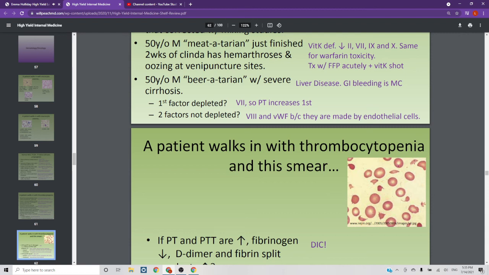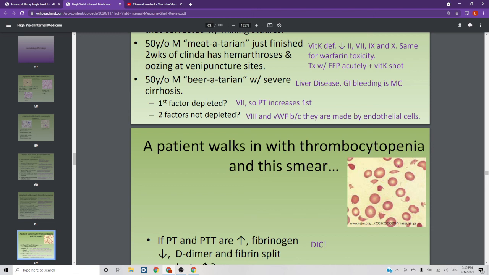What about a 50-year-old beeritarian with severe cirrhosis and thrombocytopenia? So why would liver disease cause thrombocytopenia? Yeah, because your liver makes your factors, right? So if your liver's shot, you're not going to make them. What's the first one depleted? 7. And so the PT, what that means for us clinically is in early liver failure, the PT is going to rise first before the PTT, because factor 7 is the first one to go.